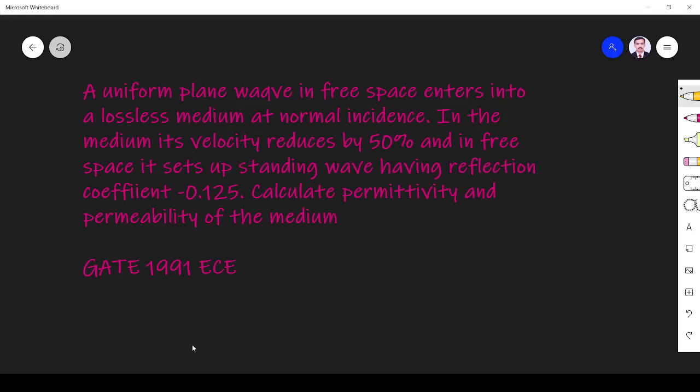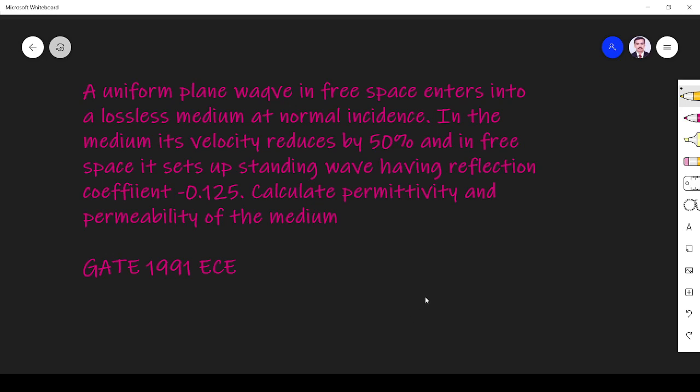Hi friends, in this video let us solve EMF related problems asked in GATE 1991 ECE paper. So the question is, a uniform plane wave in free space enters into a lossless medium at normal incidence. In the medium its velocity reduces by 50% and in free space it sets up standing wave having reflection coefficient of minus 0.125. Calculate permittivity and permeability of the medium.